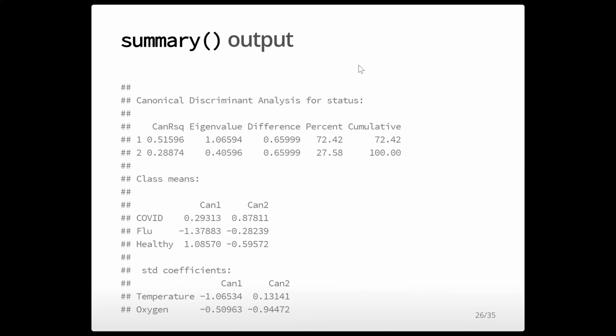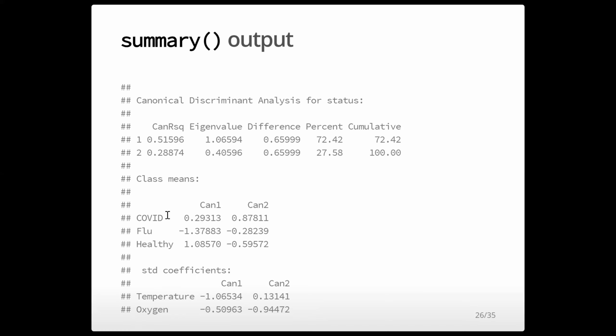Here at the top, we see some information about how much variability each discriminant function explains. We have this CanRsq, which is like an effect size, sort of like eta squared. And then the percent of variability explained in the data, and the cumulative percent of variability explained in the data.